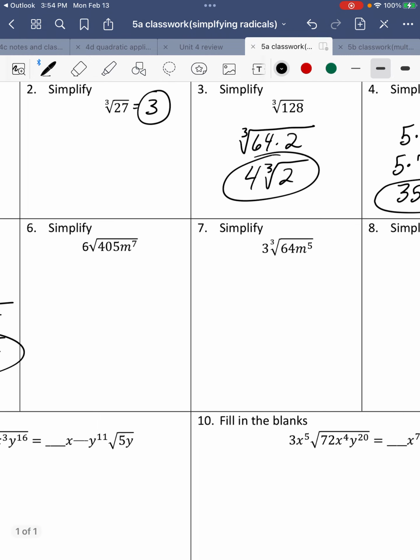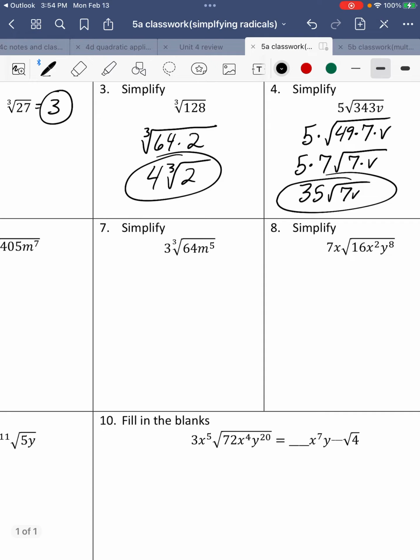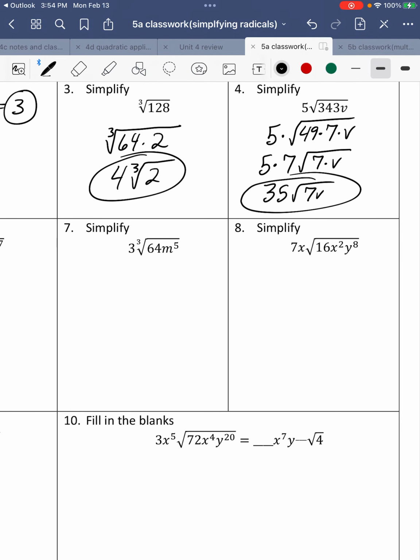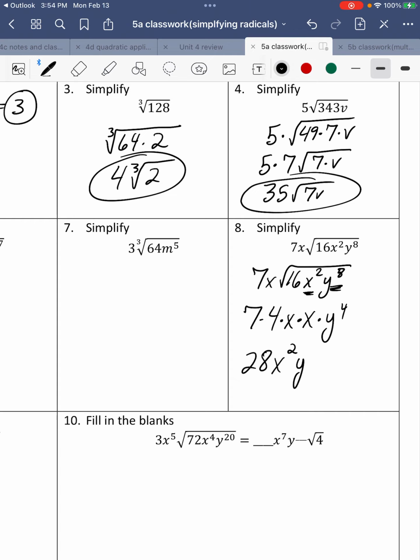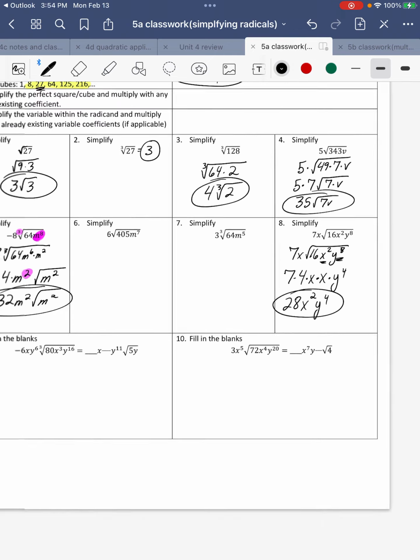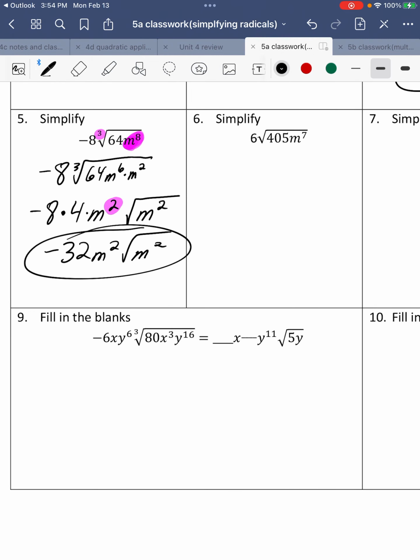I'm going to jump to number 8. Number 8, we have 7x on the outside. It's the square root of 16. That is a perfect square. X squared is going to simplify out, and so is y to the 8th. So we have 7 times the square root of 16 is 4. Square root of x squared is x. Square root of y to the 8th is y to the 4th. 7 times 4 is 28. X times x is x squared. Y to the 4th.